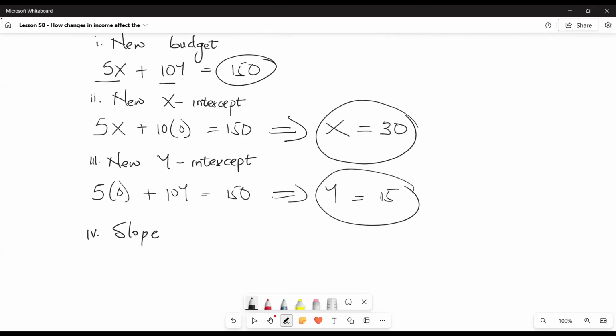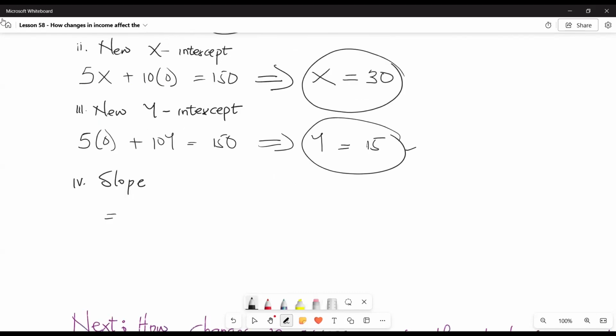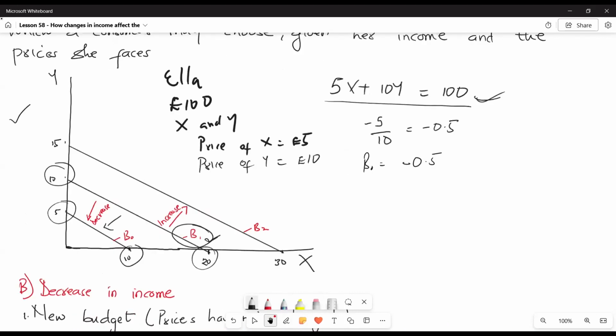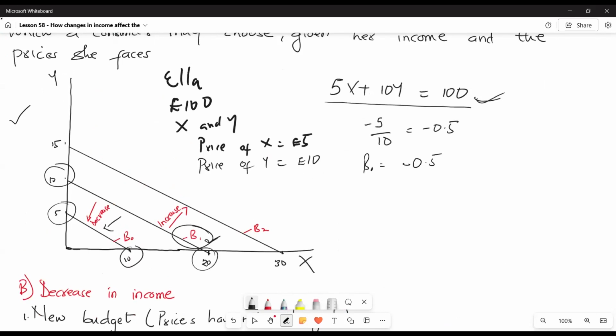The intercept of X has increased to 30, and the intercept of Y has also increased to 15. And the slope of this new line is still the ratio of the two prices, which is minus 5 divided by 10, still minus 0.5. Now let's represent this new budget line on our graph. The X-intercept increased to 30, and the Y-intercept increased to 15. If we connect these two points, we have our new budget line B2. This represents an increase in income, shifting the budget line parallel from B1 to B2.